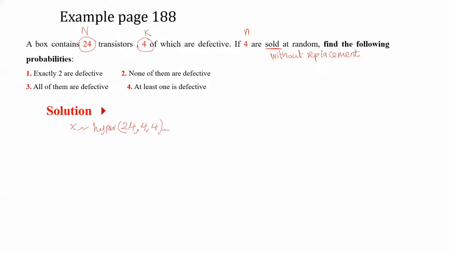We write the function as probability of X equal, let's write the general form. K combination x, times N minus K combination n minus x, over N capital, combination n small. X takes which values? X takes 0, 1, 2, up to 4, 3 and 4.